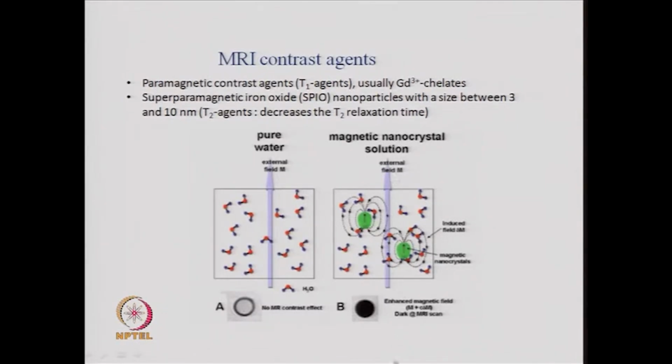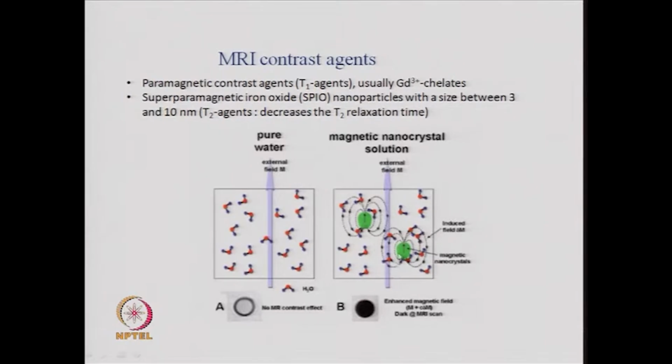And in the presence of the external magnetic field, it will align in that direction, and it will induce this field around this. So, you had a magnetic field due to the external field which you applied, which was M in this case. In this case, you will have the magnetic field M plus the additional field created by these magnetic nanoparticles. So, the total field will be M plus some delta M. Okay. So, the enhanced magnetic field will cause an enhanced contrast, and you will see much darker MRI pattern.